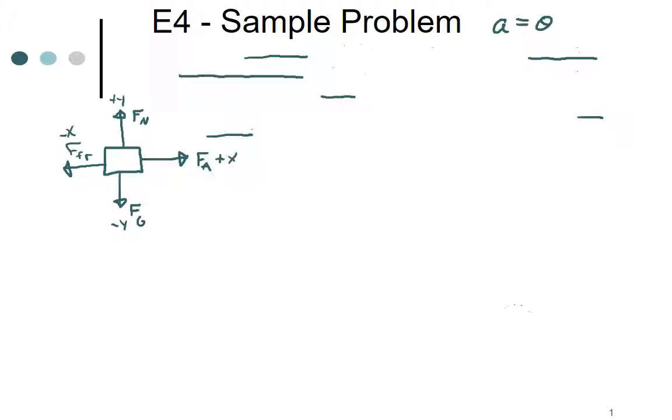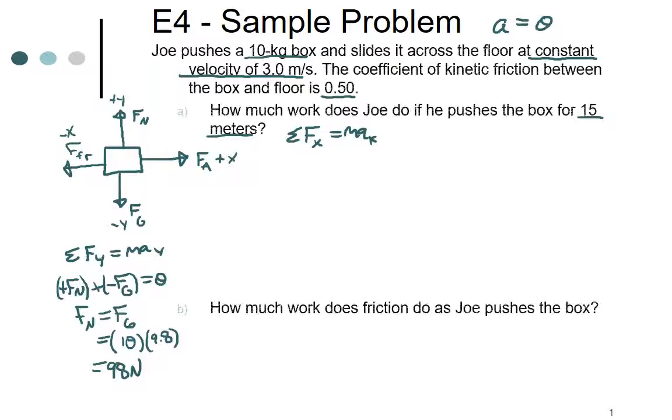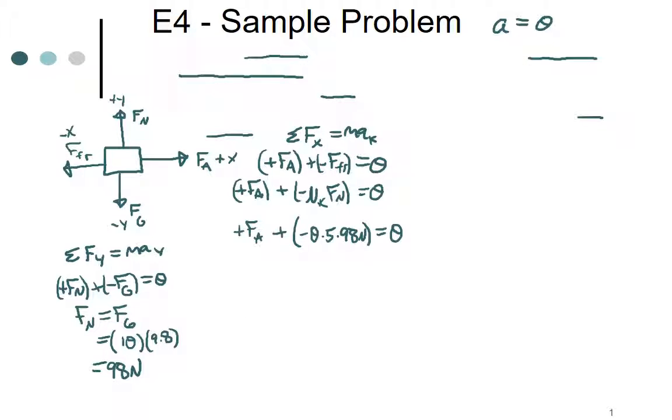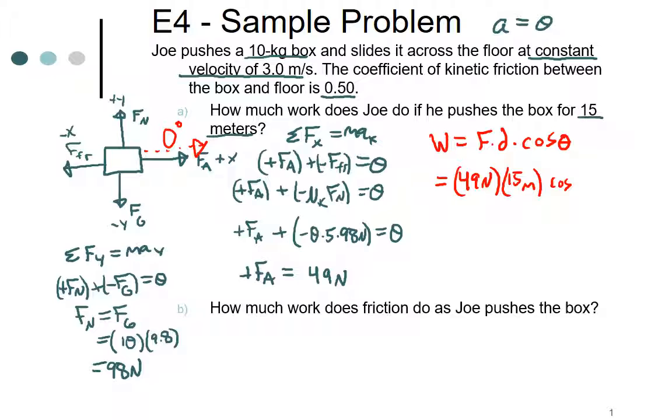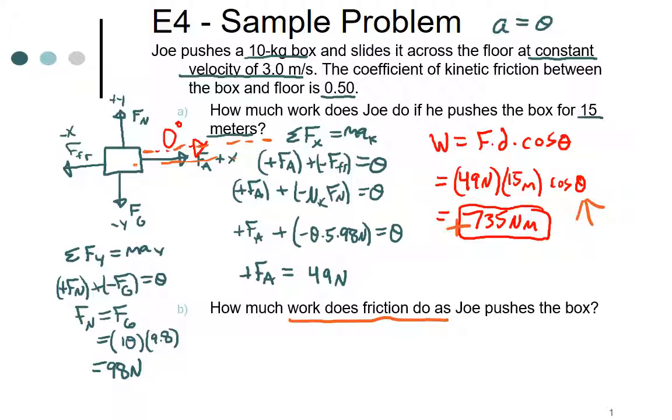Okay, so you should get, for the normal force, 98 newtons. Force applied and force of friction are equal to each other. There's no net force going at a constant velocity, and the force applied is 49 newtons. And so therefore the work is positive 735 Newton meters, because the displacement's to the right, the force applied's to the right, so the angle is 0 degrees, positive work. Okay, so now what I want you to do is figure out how much work does friction do, so you can pause the clip, and then when you're ready you can check.